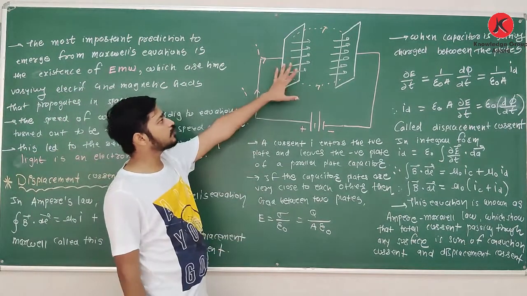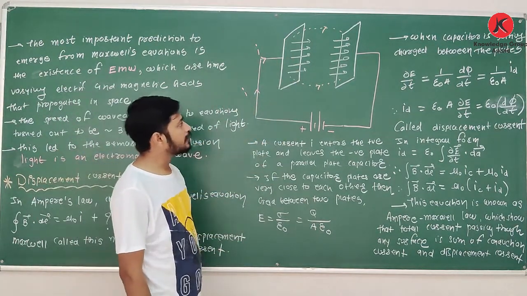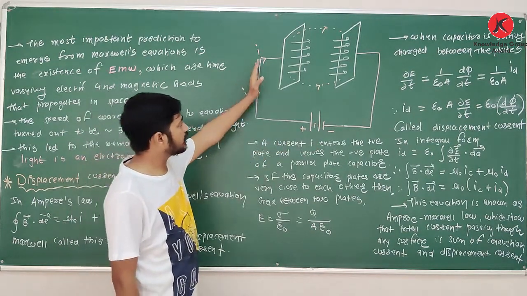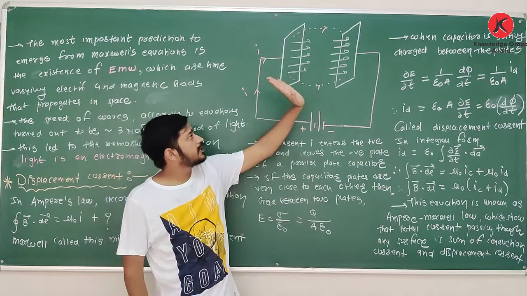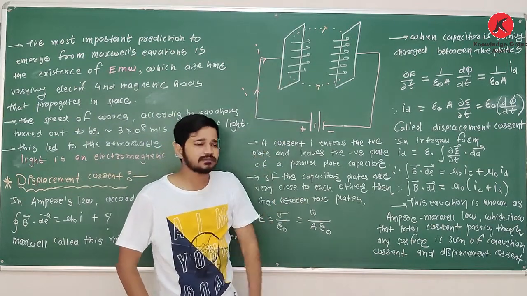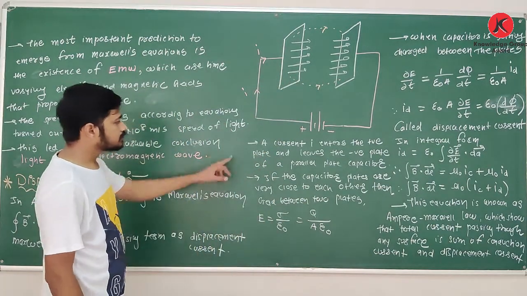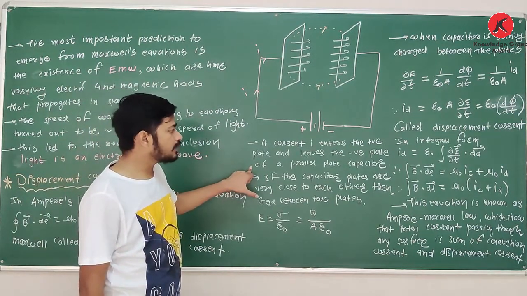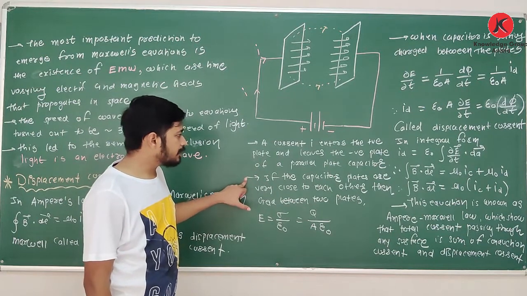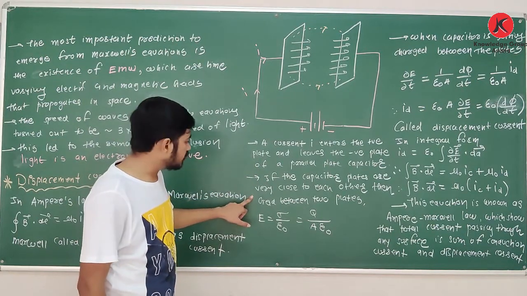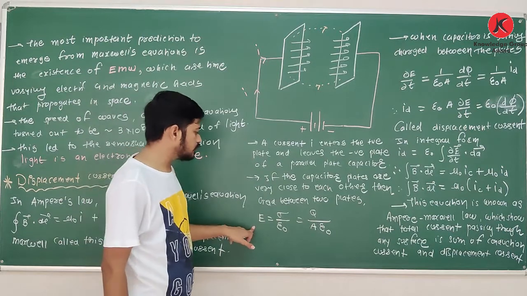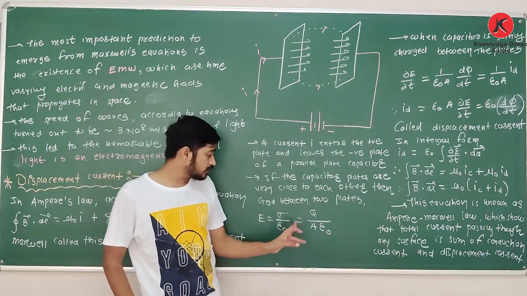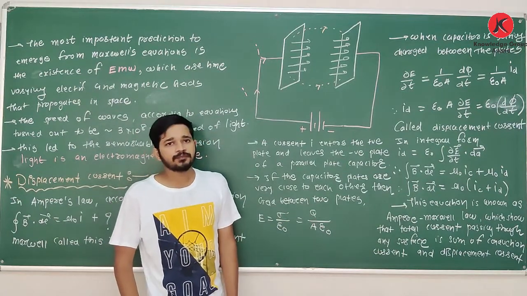See, it is one parallel plate capacitor. It is connected with a battery. From this battery, this capacitor gets charged. Between the two plates of the capacitor, there is a medium, for example. So current I enters the positive plate and leaves the negative plate of a parallel plate capacitor. If the capacitor plates are very close to each other, then the field between the plates E is equal to sigma upon epsilon 0, or it is Q upon A epsilon 0, because we know that sigma is equal to Q upon A.